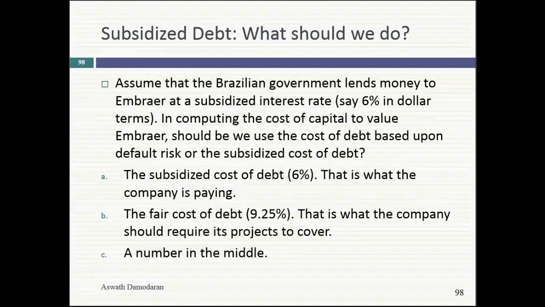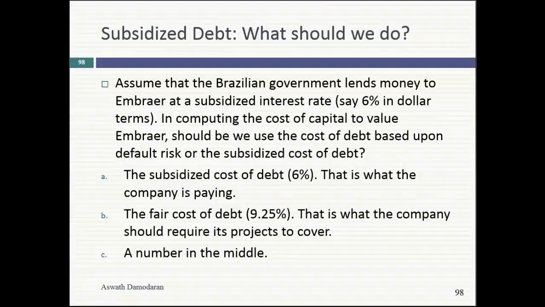Then instead of borrowing at 9.29%, Embraer has these loans that it has taken on with an interest rate of 6%. And it's actually a current rate. The government is actually ready to lend to. So it's not like the old book interest rate problem. The government is actually willing to lend to you at below 9.29%.